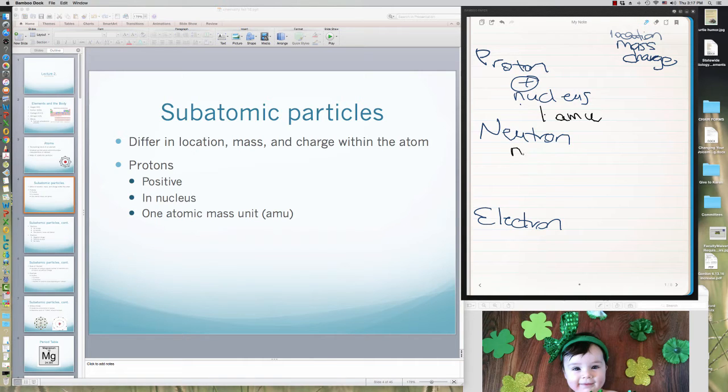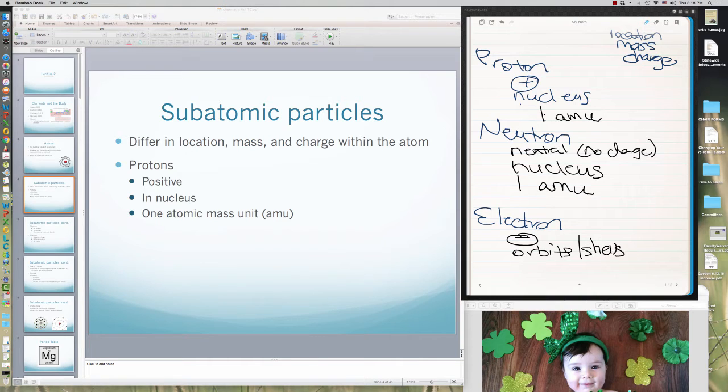Neutrons, on the other hand, are neutral, which means no charge. They are also found in the nucleus, and they also have a weight of 1 atomic mass unit. Electrons have a negative charge. They're found in what are referred to as orbits or shells, which are located exterior to the nucleus, and they have such small weight that they're referred to as having 0 atomic mass units or mass.